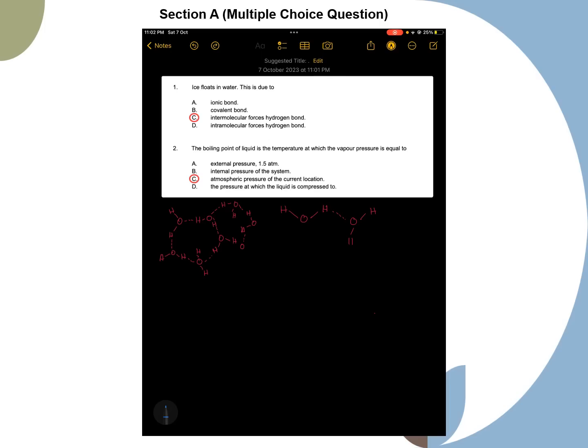Okay, let's look at section A, question number 1. So ice floats in water. This is due to, the answer is C, intermolecular forces of hydrogen bond.